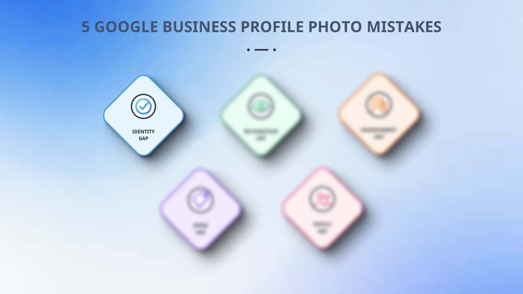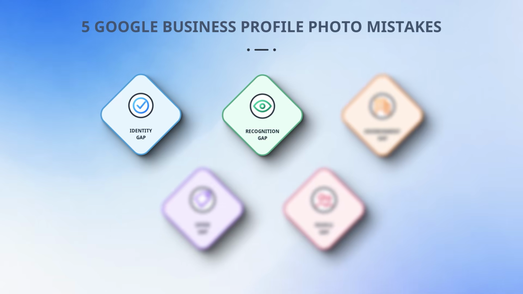Mistake 1 is an identity gap. The profile may have a logo, but no useful cover image, or a cover that explains nothing. Check whether the logo is recognizable and whether the cover represents the business. Also, tell the client that Google does not guarantee the chosen cover will appear first.